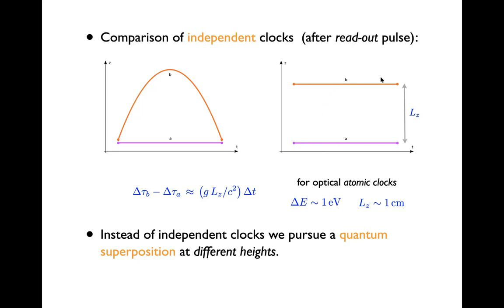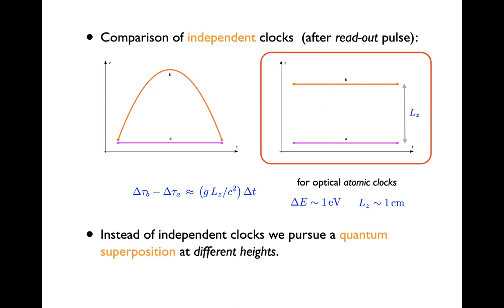For example, basically in an example like this one here, the difference in proper time between the two clocks at two different heights is just because of the gravitational redshift, the different gravitational time dilation. If you are in an approximately uniform gravitational field with acceleration g and a height difference Lz, then the proper time difference between the two for a total time of order delta t is given by this quantity here.